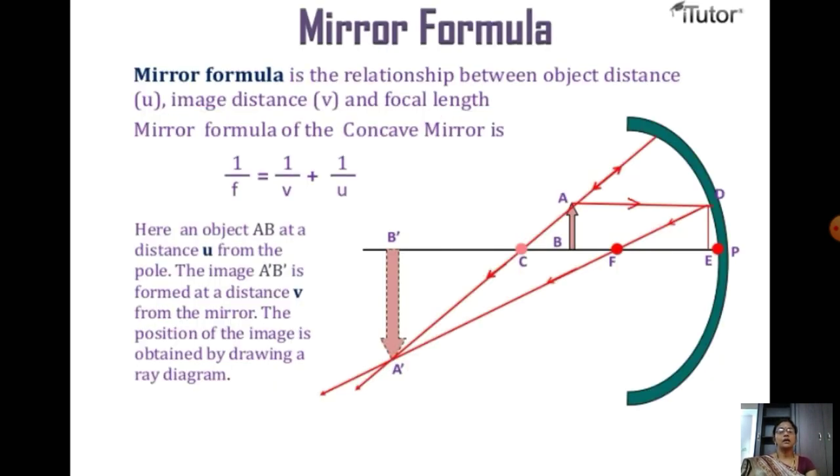Here, mirror formula. The mirror formula can be derived. It is the relationship between the object distance u, image distance v and the focal length f. We can write the formula like this, that is 1/f = 1/v + 1/u. Here v is the distance between the pole of the mirror to the image A'B', and u is the distance between the pole of the mirror and the object, and f is the focal length from the pole of the mirror to the principal focus F.